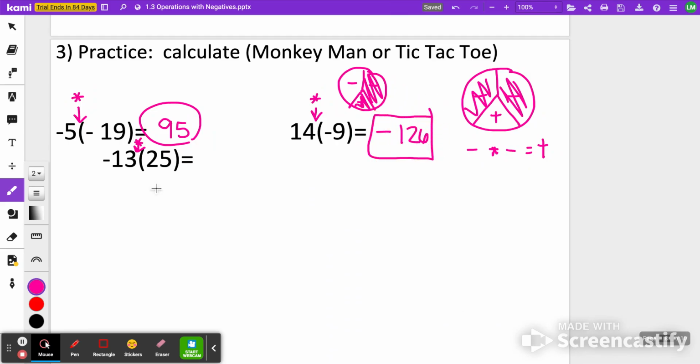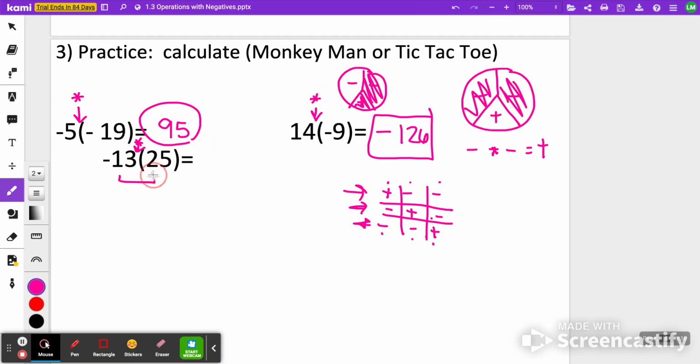Okay. For this last one, I'm going to show you how tic-tac-toe works. Tic-tac-toe is where you're going to set up a tic-tac-toe board and create a diagonal of positives. All the other blanks you're going to fill with negatives. Tic-tac-toe works when you read it from left to right. A positive times a negative is a negative. Second row, a negative times a positive is a negative. And third row, negative times a negative is a positive.